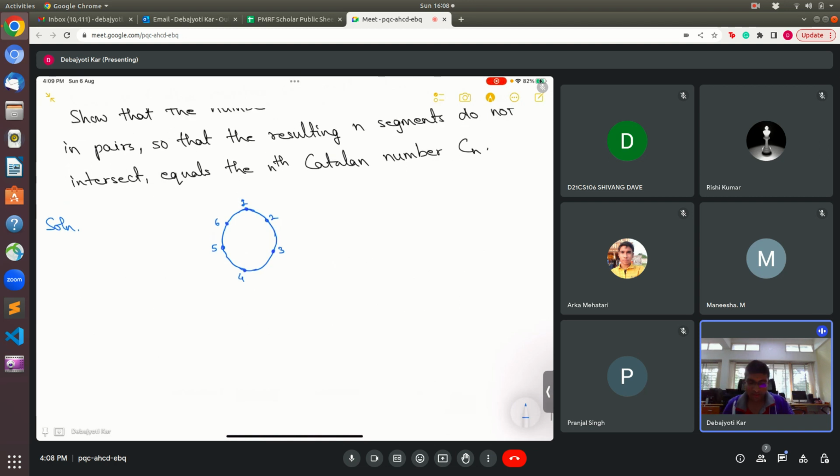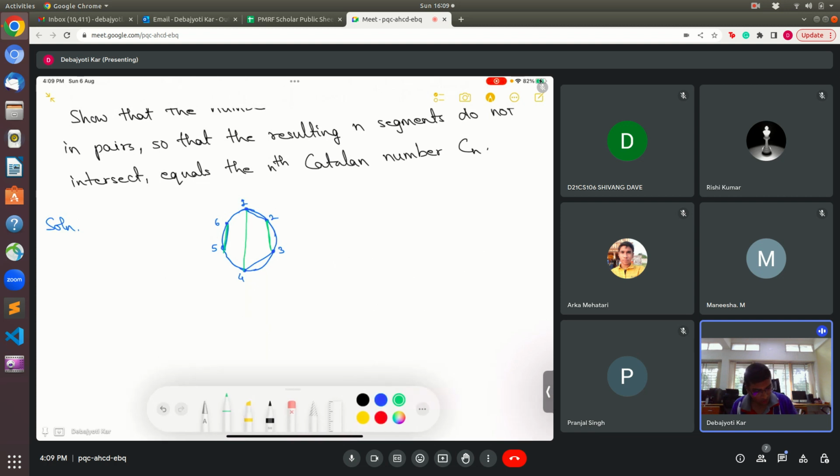Now you have to join these points in pairs. So there will be 3 segments which join these 6 points in pairs, and you have to do it in such a way that these 3 lines do not intersect. One possible way could be you join 1 and 2, you join 5 and 6, you join 3 and 4. Another possible way may be you join 1 and 4, then you join 6 and 5 and 2 and 3. The blue lines are one possible solution, the green lines another.